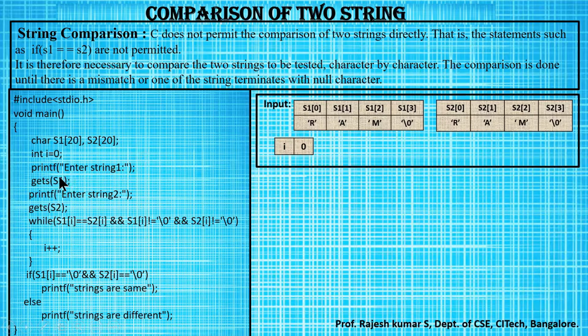Now, for example, we have stored Ram. Ram is stored in S1. As we know, after storing Ram, the null character will be added by default when you are reading the string. Now enter string 2. Again, we are storing Ram into S2. The ending null character will be added by default.